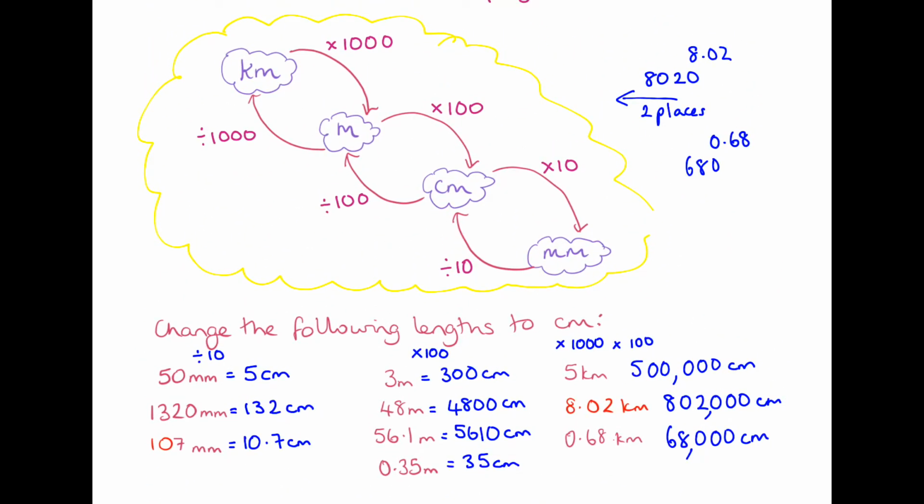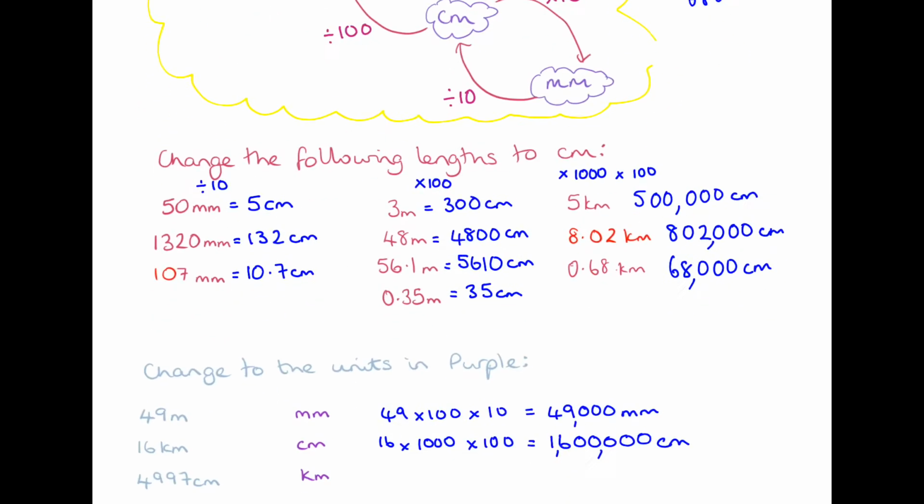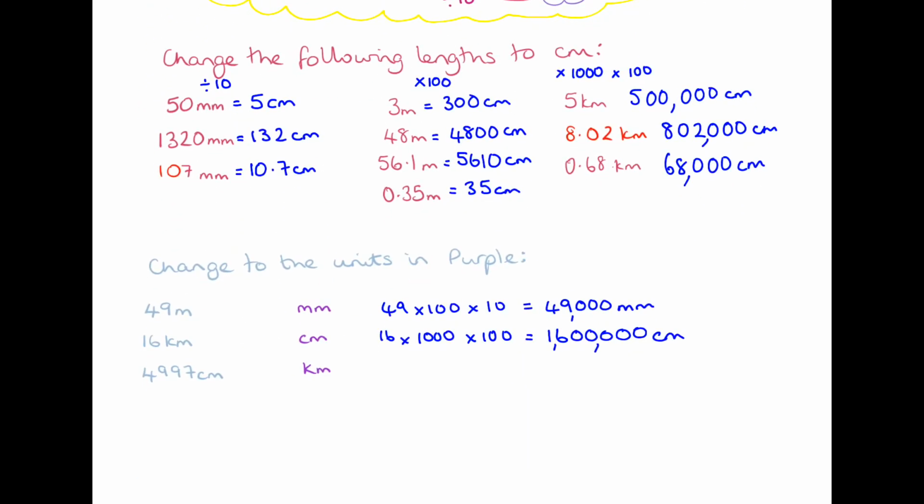Right, the next one, 4,997 centimetres, changing that into kilometres. So centimetres to kilometres. So we're using these arrows. So we need to divide by 100 and divide by 1,000. So 4,997 divided by 100.